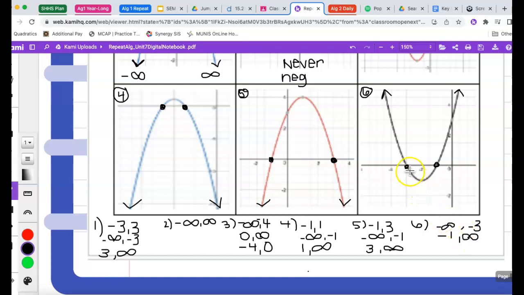And then our negative interval is this little portion down here. So from -3, I trace it over to -1. So our last interval is from -3 to -1.